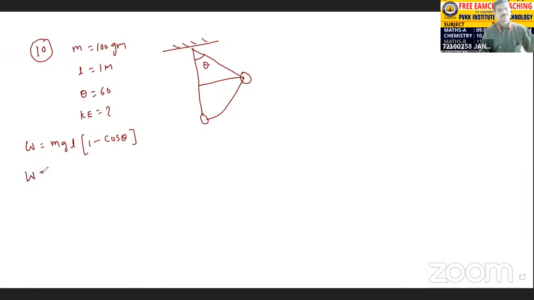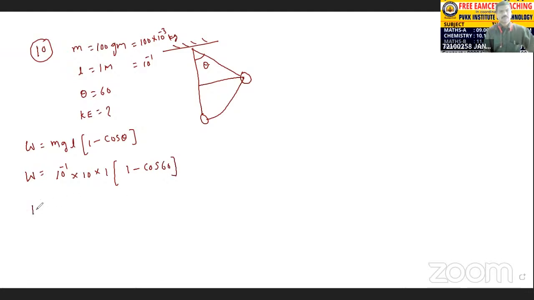W is equal to m, whose value is 100 grams. This grams is converted into kg. 1 gram is equal to 10 power minus 3 kg, so 100 into 10 power minus 3, which is 10 squared into 10 power minus 3, giving 10 power minus 1. So m value is 10 power minus 1, into g, where g is 10, and l, the length, is 1, into 1 minus cos 60.